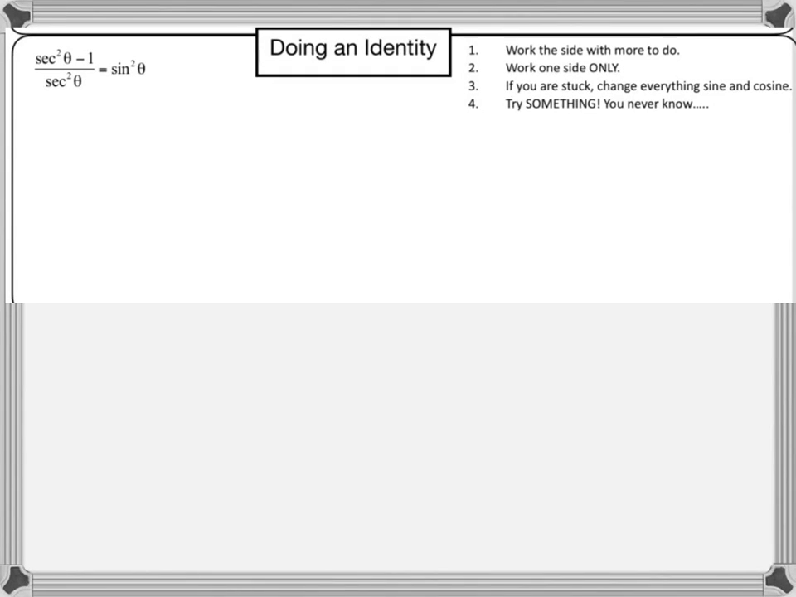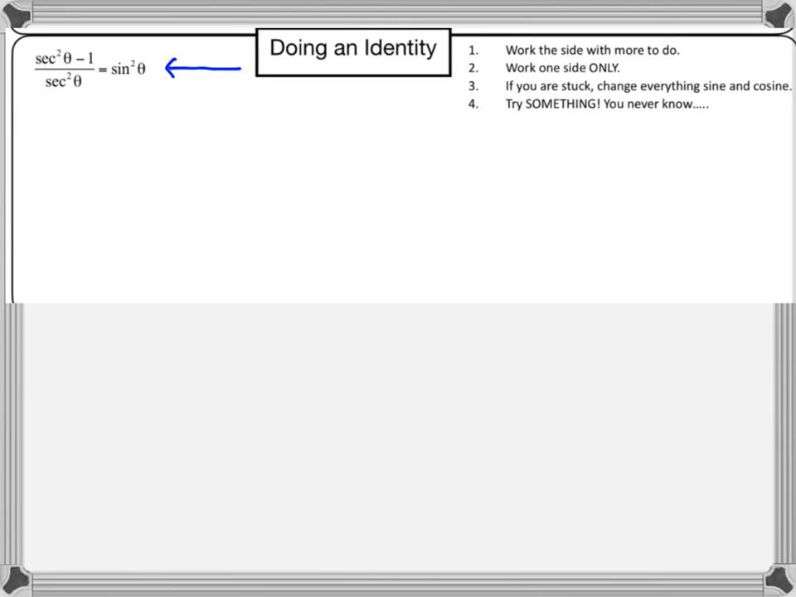Okay, so this is our first trig identity that we're doing. And when you're doing an identity, you're trying to get one side to look like the other side. So for example, you want to see how you're going to use all those trig identities that we just learned to make that look like that.